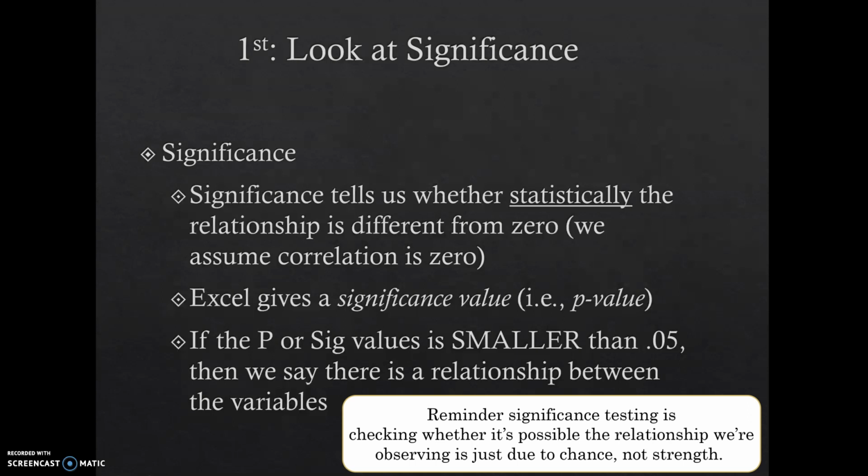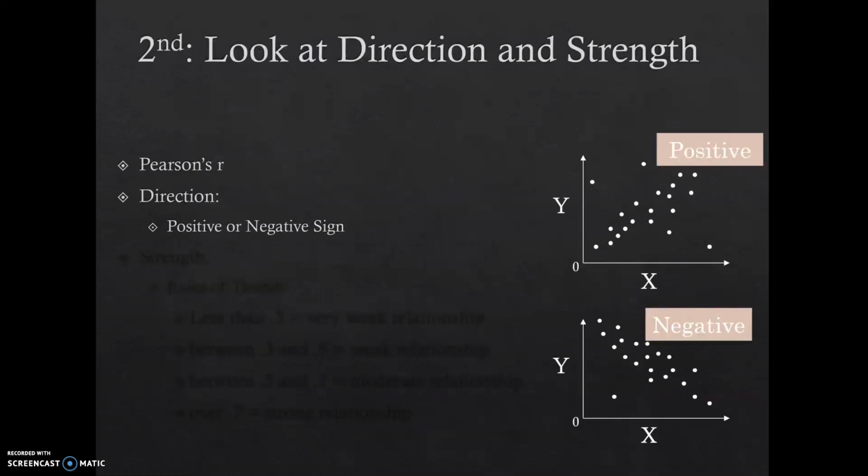And if you remember from last module, we talked about what significance really means. We're just checking whether it's possible the relationship we're observing is just due to chance, not strength. We want to reduce the probability of making a mistake, making a type 1 error. That's why we want a small p-value. How small would be enough? Smaller than 0.05.